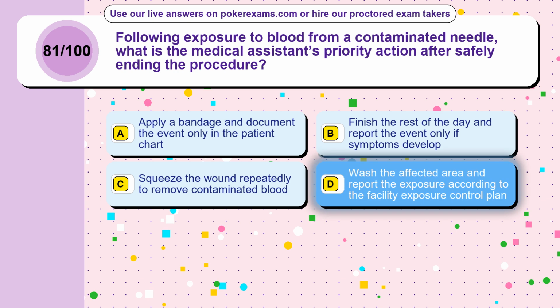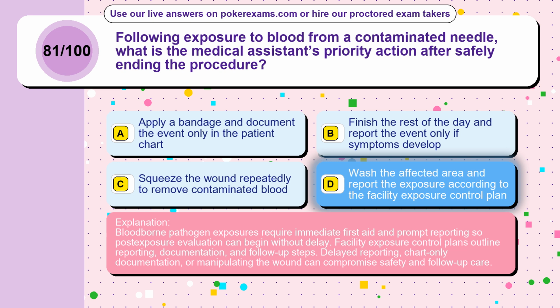The correct answer is option D. Wash the affected area and report the exposure according to the facility exposure control plan. Blood-borne pathogen exposures require immediate first aid and prompt reporting so post-exposure evaluation can begin without delay. Facility exposure control plans outline reporting, documentation, and follow-up steps. Delayed reporting, chart-only documentation, or manipulating the wound can compromise safety and follow-up care.